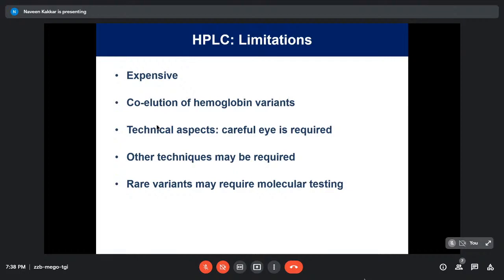And quite often other techniques may be required if you are stuck. So if the instrument tells you I found a hemoglobin but is not able to characterize it, you might even need to go back to electrophoresis, isoelectric focusing, or a molecular study to figure out what you are dealing with. We'll have one or two examples of this also.